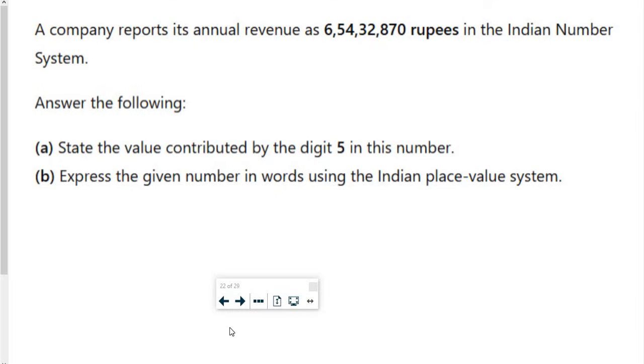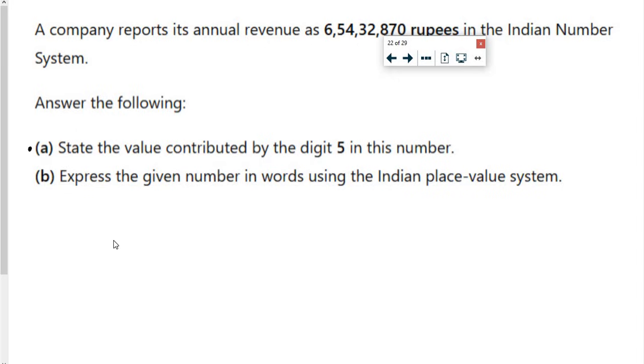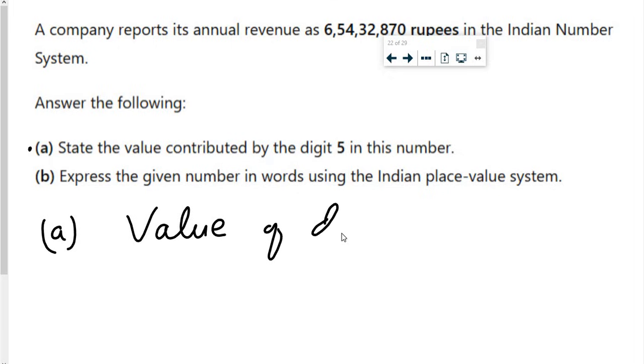A company reports its annual revenue is 654,32,870 rupees in the Indian number system. Now answer the following questions. Question A. State the value contributed by the digit 5 in this number. So, A. Value. What is the value of digit 5?